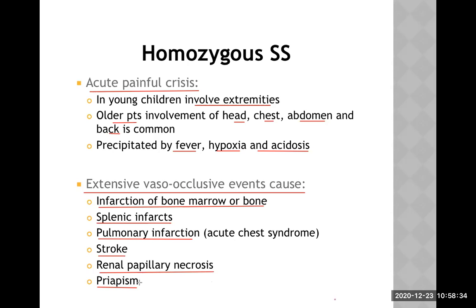Priapism is the sustained, prolonged erection of the penis, of course in the case of boys or males. This occurs because of the obstruction of blood flow there. Remember, for the erection of the penis, some erectile tissues are there, and they should be filled by blood. Now, they are filled by the blood, but the blood is not draining back because of the obstruction, and that is the cause of priapism.